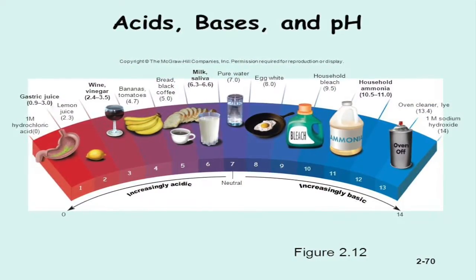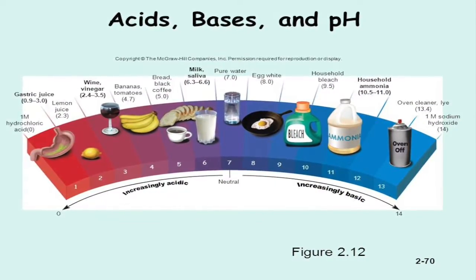pH scale. The pH scale is used to indicate the acidity or basicity of a solution. The scale ranges from 0 to 14. 7 indicates a neutral state where the hydrogen ion and the hydroxide ion are in equal concentrations. A pH below 7 is acidic. A pH above 7 is basic. Here you can see an example of acids and bases.